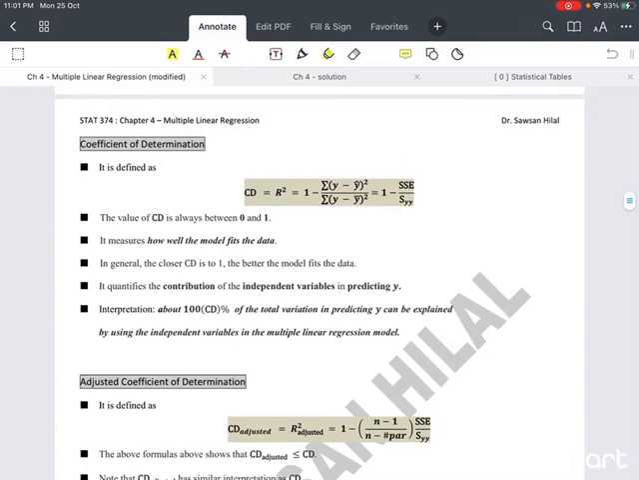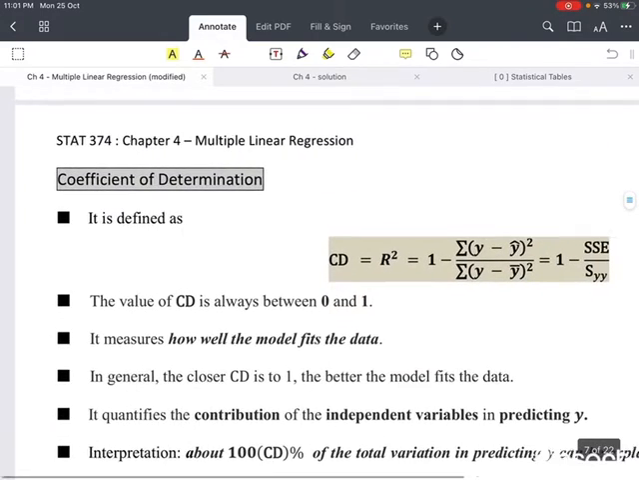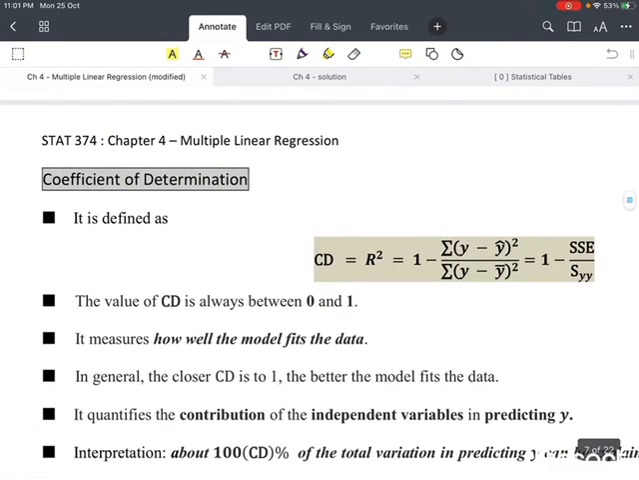بسم الله الرحمن الرحيم. نكمل على Chapter 4 اللي هو Multiple Linear Regression. We will talk now about something called coefficient of determination. Coefficient of determination هو شنو؟ هو يقيس إلى أي مدى الموديل يوصف البيانات بشكل جيد.